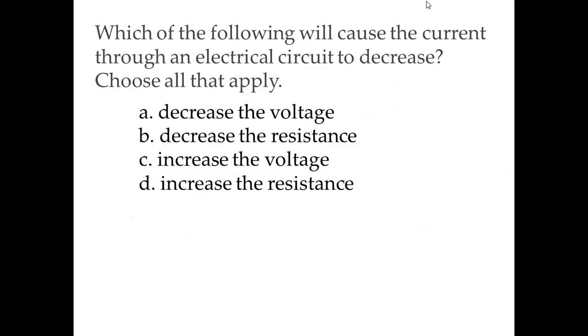Which of the following will cause the current through an electric circuit to decrease? Decrease the voltage, decrease the resistance, increase the voltage, or increase the resistance. We know that V equals IR, so V is directly proportional to I. To cause the current in the electric circuit to decrease, the voltage would also be decreased.